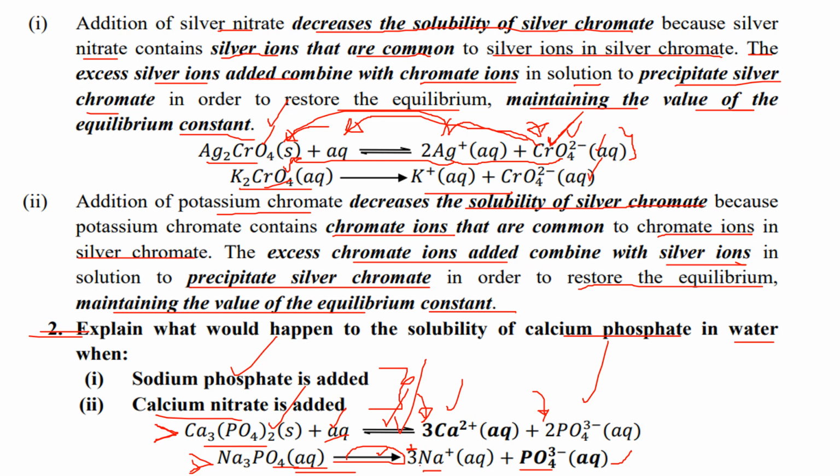So here we form sodium ions and phosphate ions. You can see that in these two reactions, we have phosphate ions in common. That means that we have a large concentration of phosphate ions in the solution. This equilibrium is going to be disturbed, and the equilibrium is going to shift to the left to keep the value of equilibrium unchanged. As it shifts to the left, more of the phosphate ions react with more of the calcium ions, forming calcium phosphate, which is a solid, and therefore precipitation is going to take place.